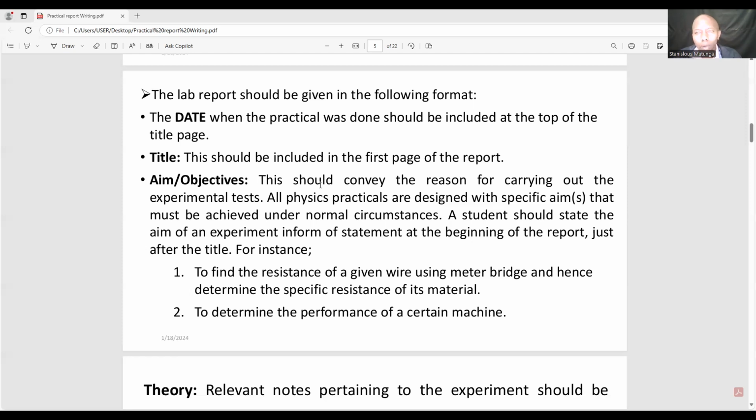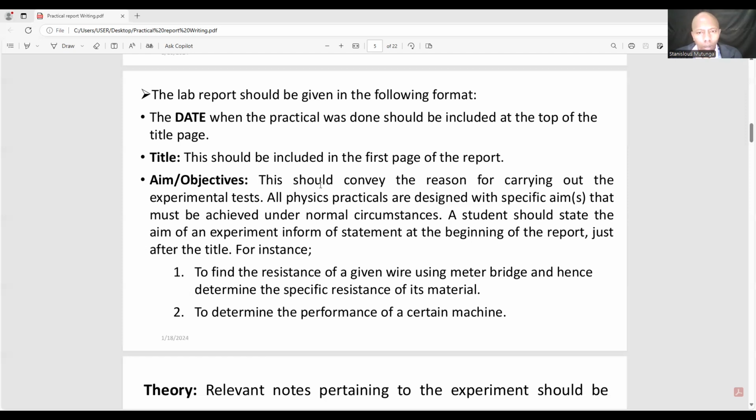After that, you have the title, which should be included on the first page, the topmost, immediately after the date. Most of the time you are given the title, but you have the freedom to manipulate that title to be more appealing, but not outside the scope of the experiment.